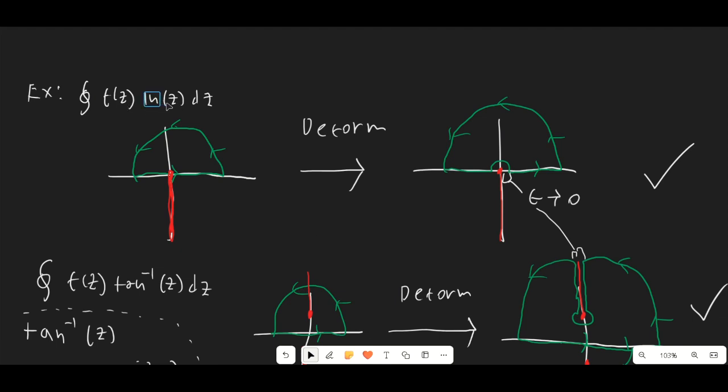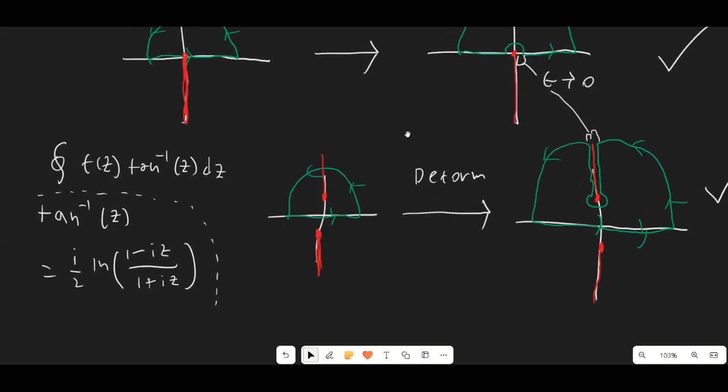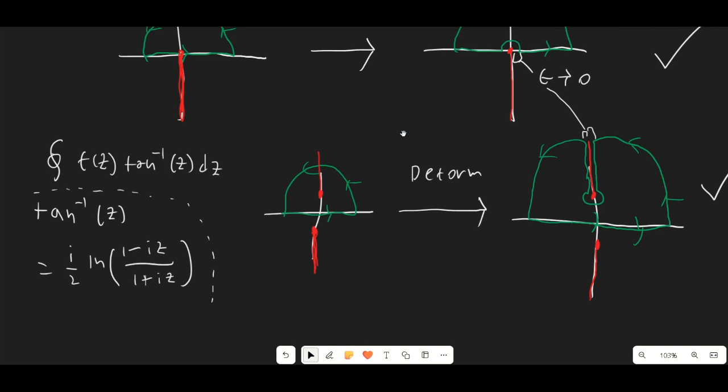And the same would be true if instead of natural log of z we had some sort of pole in this situation, right? So here's another deformation that's very, very common that you should get used to. First of all, know that inverse tangent of z can be defined in the complex plane as i over 2 times natural log of (1 minus iz) over (1 plus iz).